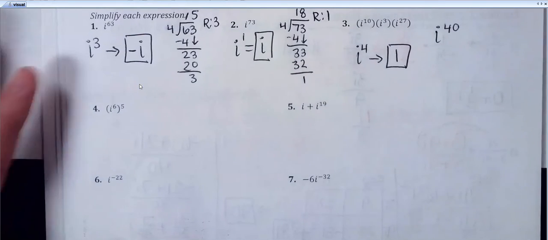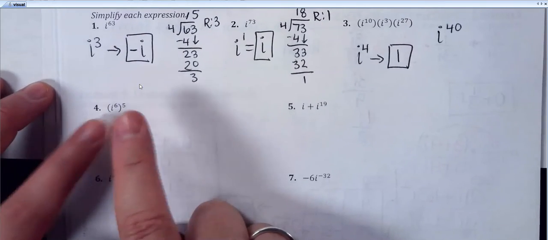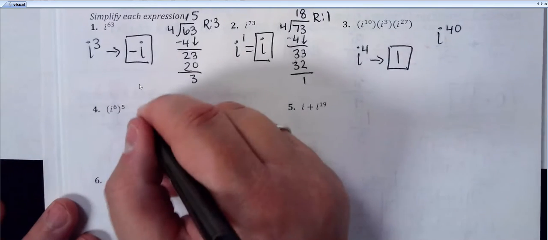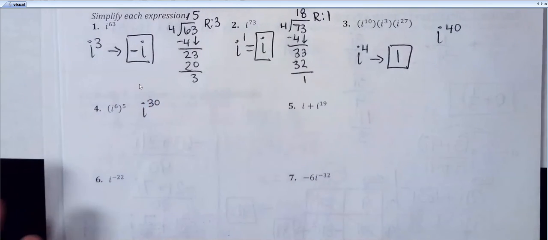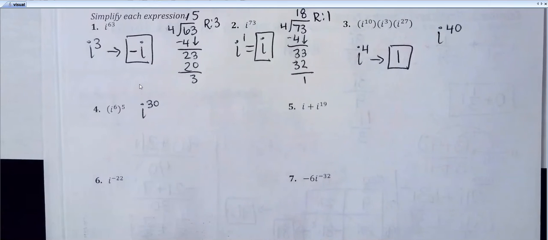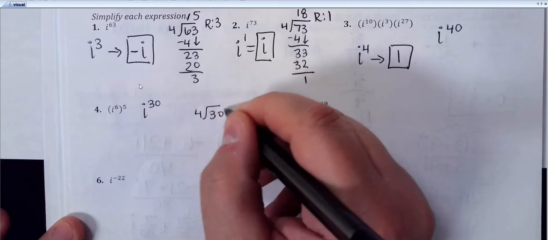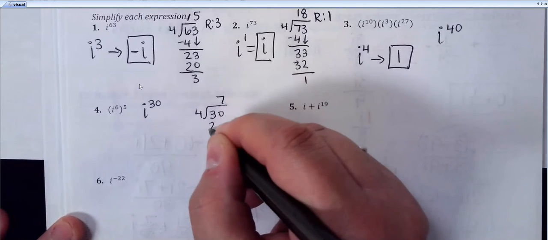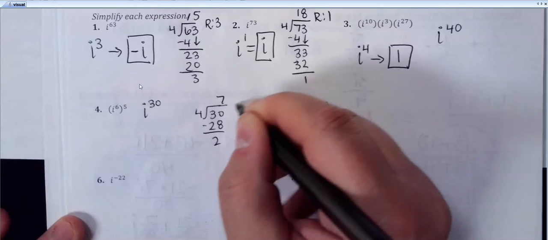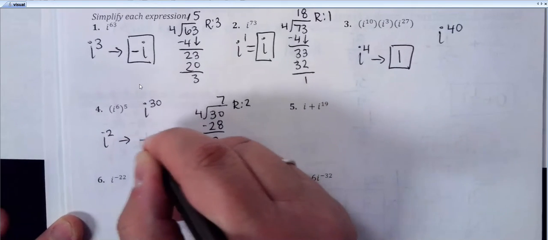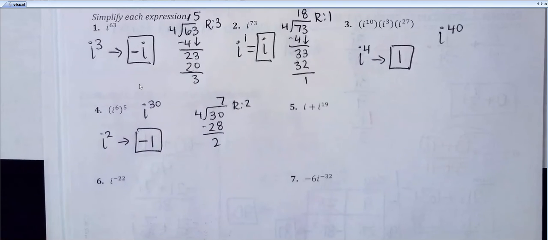Okay, now this is another exponent property. If I have a power to a power, do you guys remember what to do with the exponents? Multiply. Okay, so this would be i to the 30th. If I divided 30 by 4, what would my remainder be? 2, right? Maybe I should write that out. So 4 goes into 30 7 times, then you'd have 28, and you'd have 2 left, so your remainder would be 2. So this would be equivalent to i squared, which you guys know by definition is negative 1.